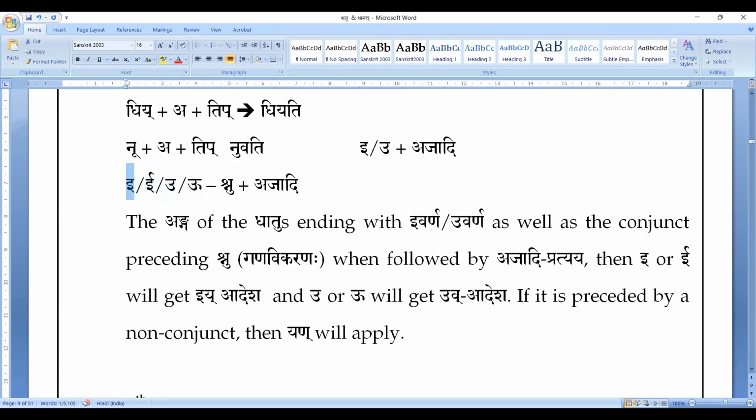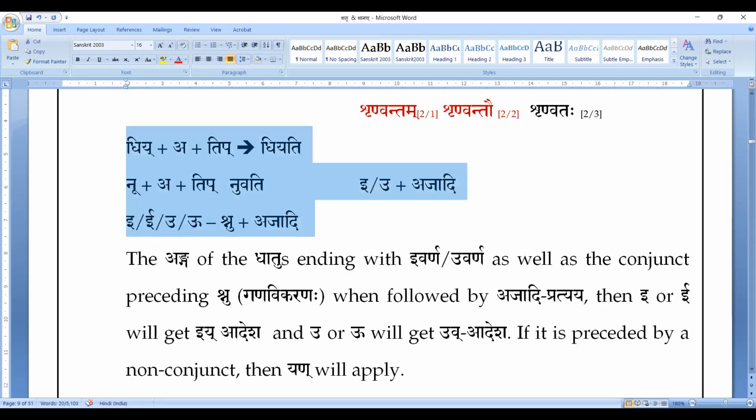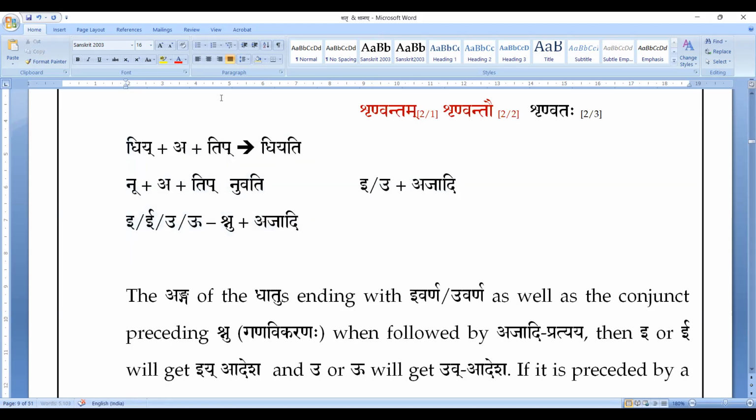You may ask another intelligent question also. For a Dhatu ending with Ivarna or Uvarna, preceded by a conjunct, in that case, what will happen? Then we have to tell the Dhatu. I don't see any Dhatu there. No examples are also given. So we don't have Dhatus like that. Okay, that's how we have to take it. If you have any such Dhatus, then we have to see the form. We have Dhatus ending with a vowel preceded by a conjunct, Dhatus like that.